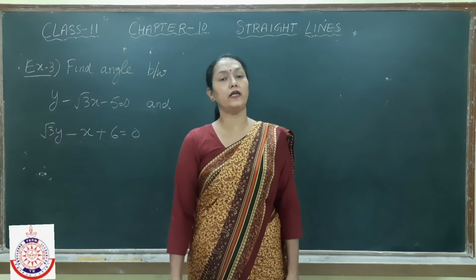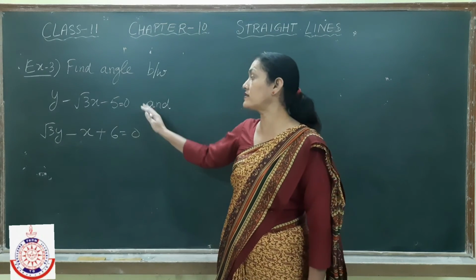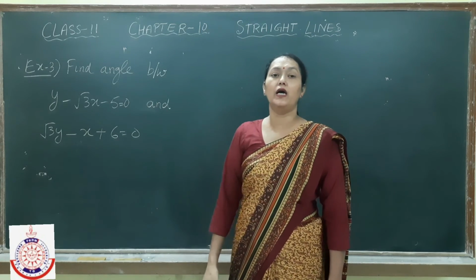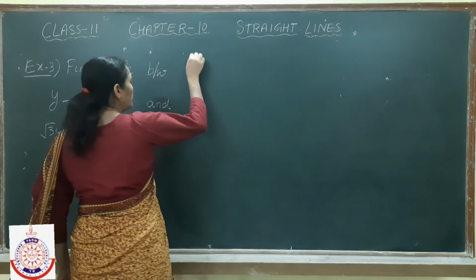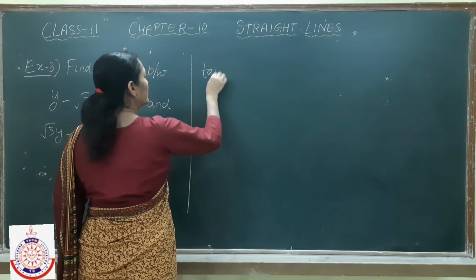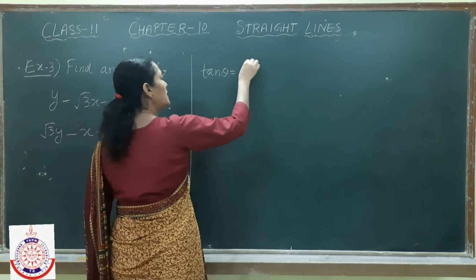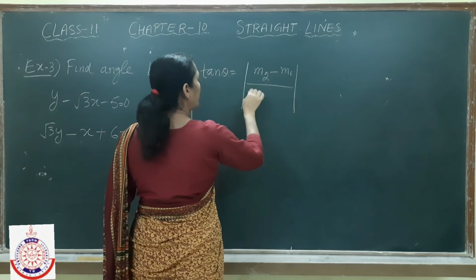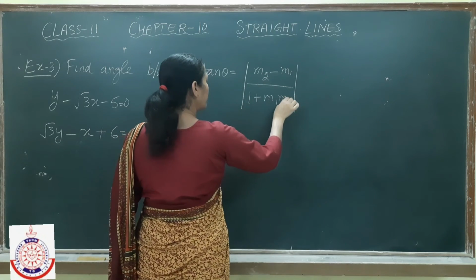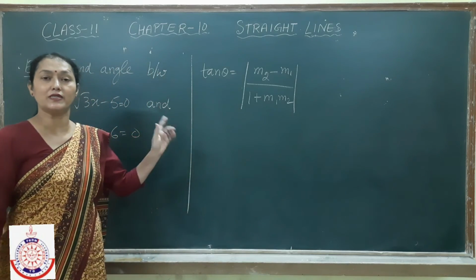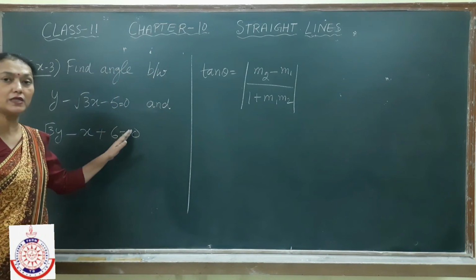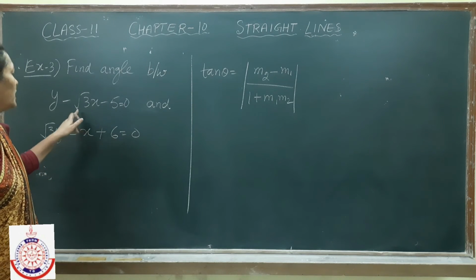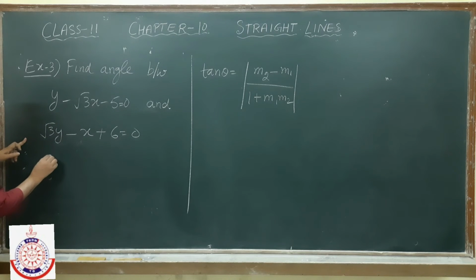Next example: we have to find the angle between two given lines. Equations of two lines are given to us and we have to find the value of the angle between these two lines. We have learnt that in order to find the angle, we will use the formula tan theta equals mod of m2 minus m1 upon 1 plus m1 into m2. What are m1 and m2? These are the slopes of the two equations. Let m1 be the slope of the first equation and m2 be the slope of the second equation.